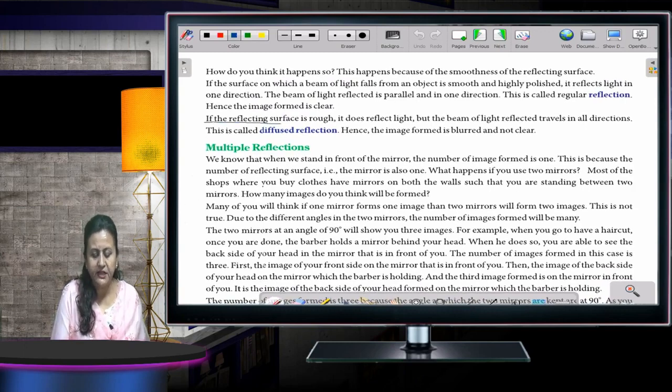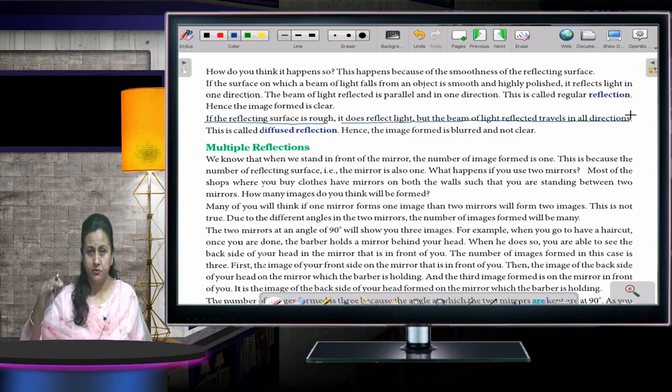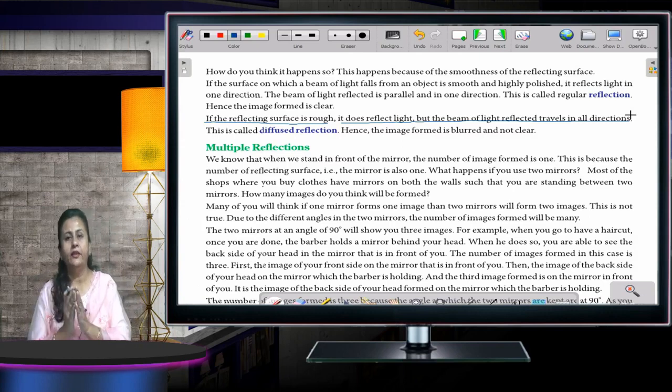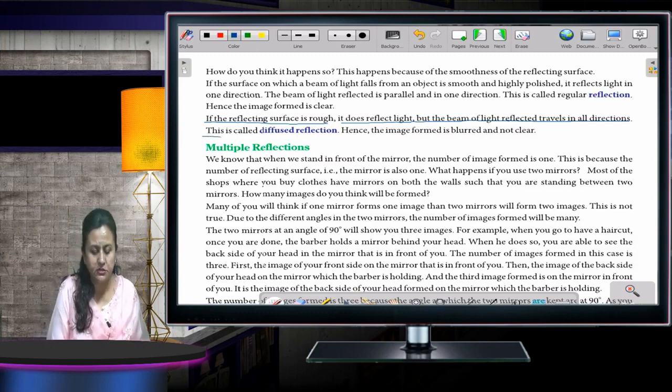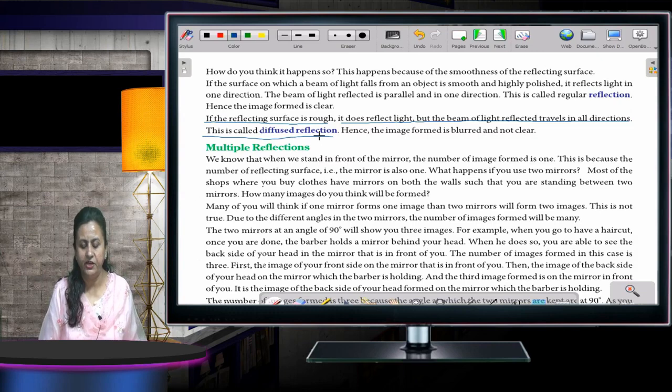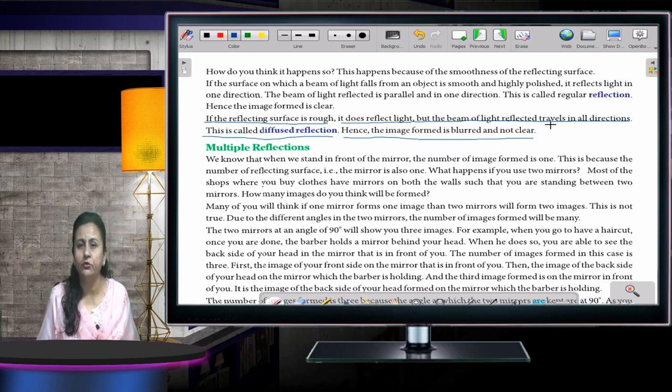If the reflecting surface is rough, it does not reflect light in one direction, but the beam of light reflected travels in all directions. Why? Because the surface was not smooth, it was all rough, it was all curved. So when the light is getting reflected, it is going in all directions. This is called diffused reflection. Hence the image formed is blurred and not clear. That is the reason why the image formed by that type of reflection is not very clear.